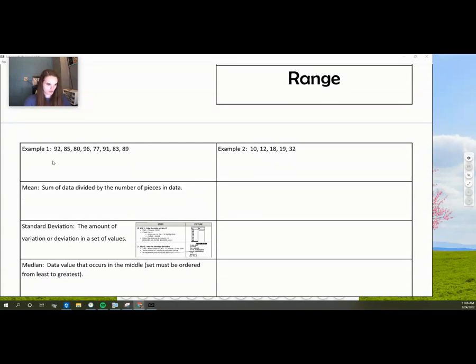So we've got two examples. We're going to go through and do every piece of them, and then you're going to do example 2, so you'll be pausing the video. So first of all is mean.